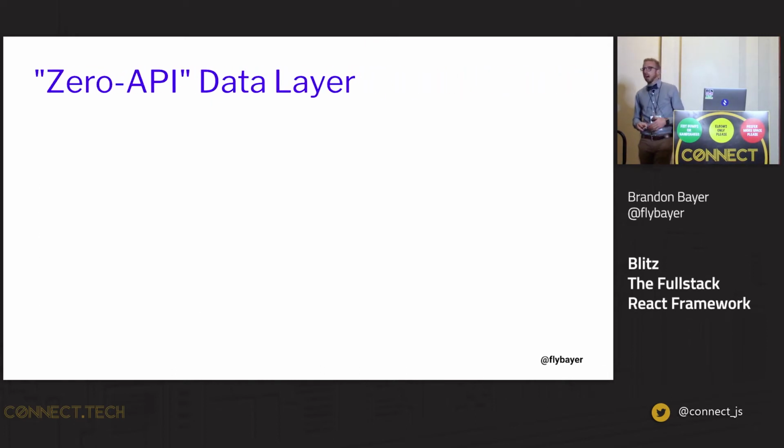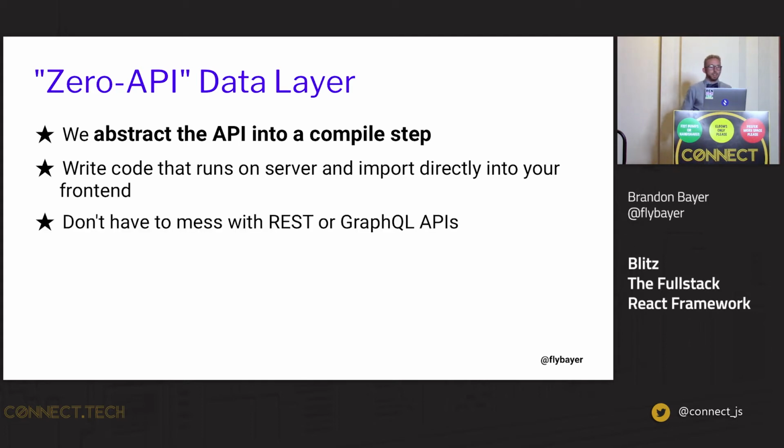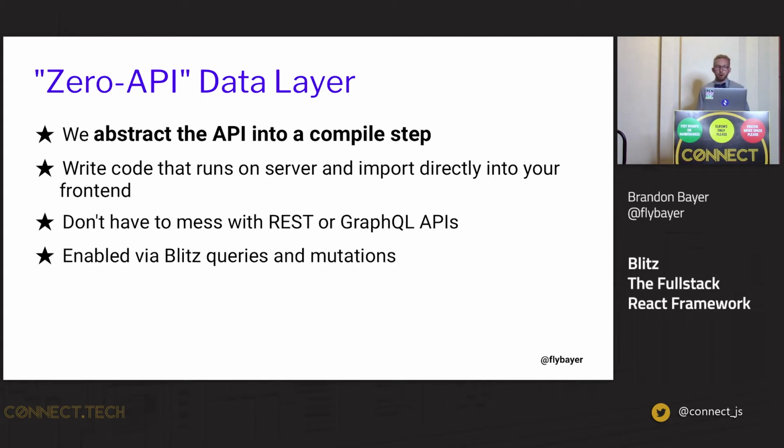All right, so remember how I was laying in the hammock in Thailand, and I had that picture of me writing a function that runs on the server, importing it into the front end, and it just magically worked? That's what we call the zero API data layer. And just like serverless still has servers, zero API still has an API. So what we do is we abstract the API into a compile step. And it allows you to have that dynamic loading, reading and writing data from the client, but without using REST or GraphQL.